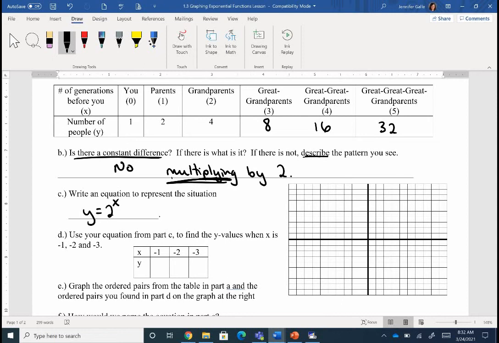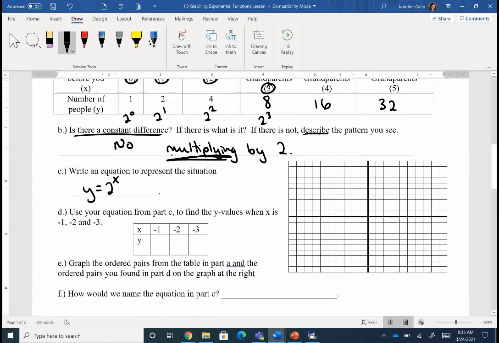If I have 2 to the 0, what do I get? I get 1. What if I have 2 to the first? What do I get? 2. 2 to the second is 4. 2 to the third is 8. So if your pattern is multiplying, we're not going to do 2 times x. We're going to do 2 to the power of x is what we're going for. Now we want to get an idea. When we had that linear equation, our graph was a nice straight line.